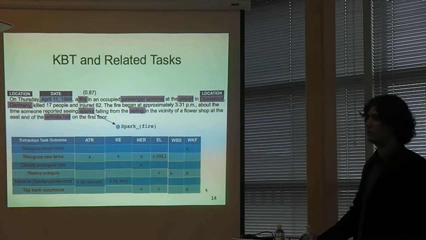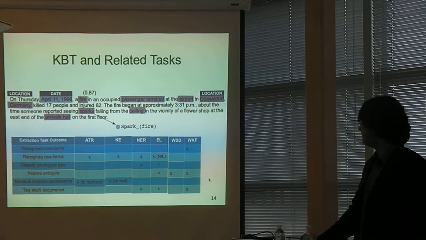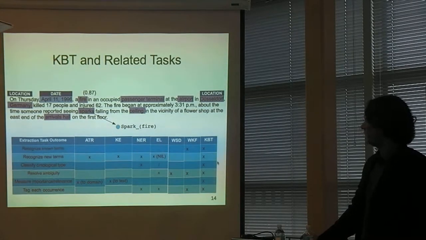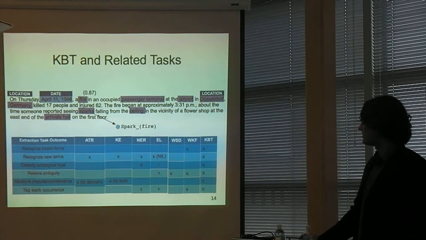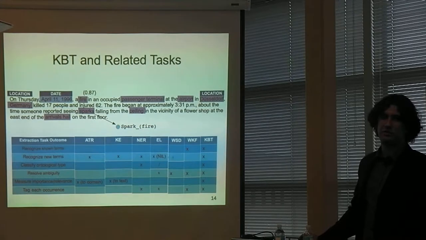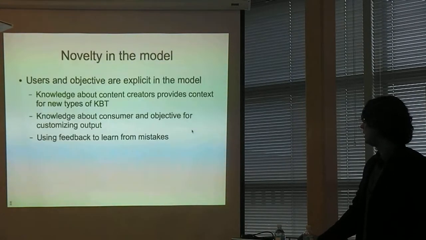Some variations of this will look at only the first mention of each occurrence, but it does not have the notion of ontological types, for example. While in knowledge-based tagging, the focus here is if the user wants to do a subset of all these things in any possible combination, this should be supported.